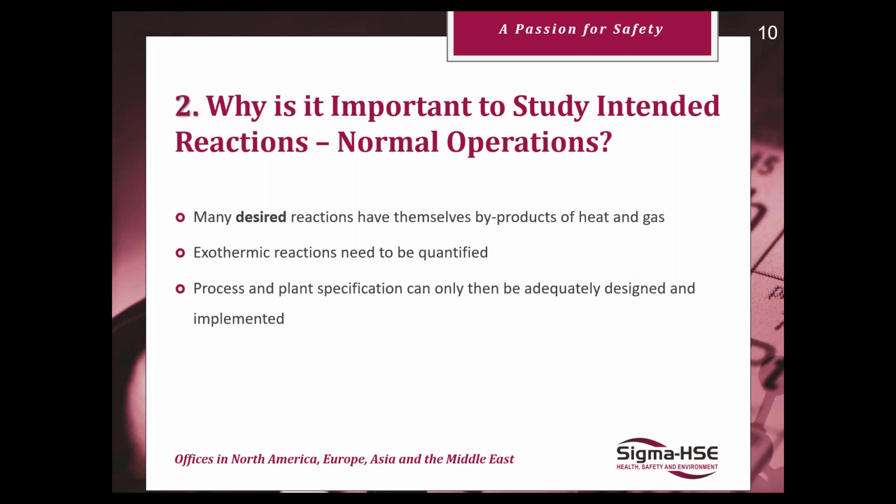So any potential exothermic reactions that you want to perform need to be quantified. You need to know how much heat output you will be getting from the reaction should and when you take it to large scale on plant. So that will allow you then to specify your process and plant adequately for the reaction that you want to carry out, and to implement any controls that are going to be required to run this process safely.